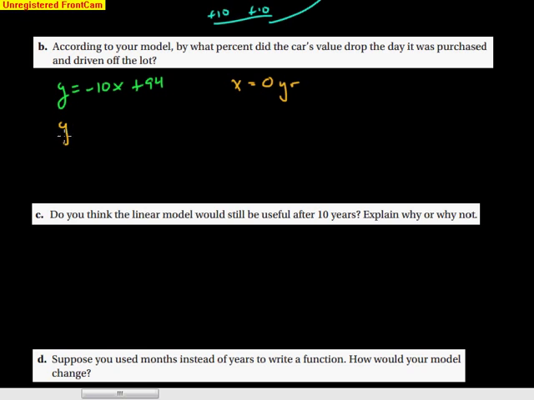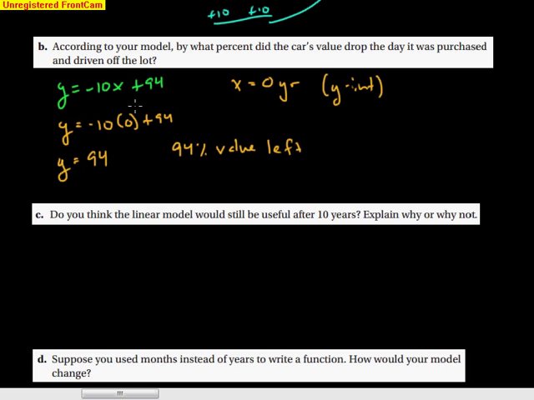We'll plug in 0. Y equals negative 10 times 0 plus 94. Y equals 94. This is the y-intercept. When x is 0, you're finding the y-intercept, so I could have just looked at my equation. What does that mean? That means 94% value left. The question is, by what percent did the car's value drop? If I have 94% value left, then subtract that from 100. 100 minus 94 is 6. I have a 6% value drop.